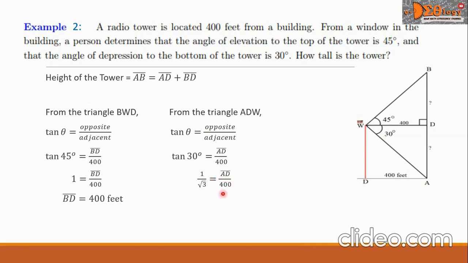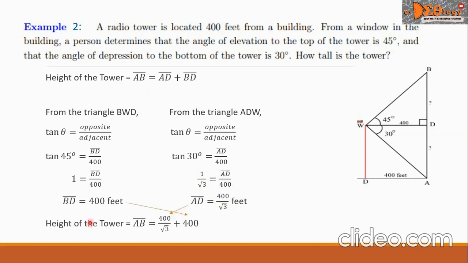Now this 400 will be cross multiplied to number 1 on the left side. We have now AD equals 400 over the square root of 3 feet. We have now the values AD and BD. We're going to get the sum to get the final answer of AB, which is the height of the tower. So AB equals the AD, which is 400 over the square root of 3 plus the BD, that is 400.